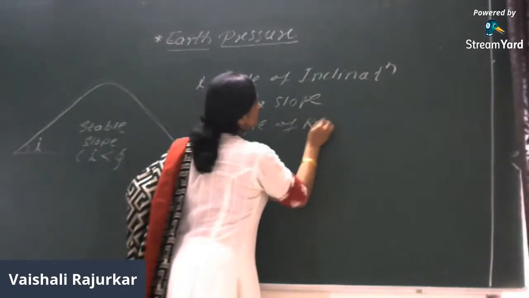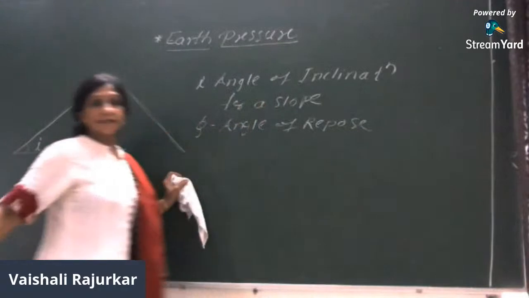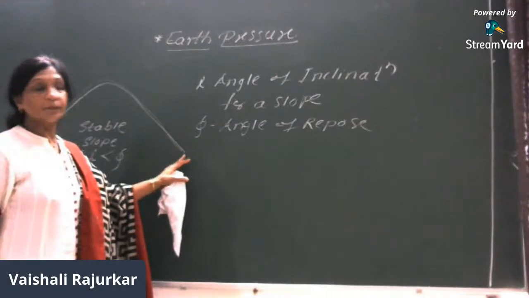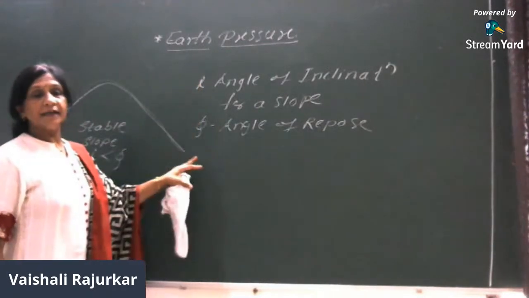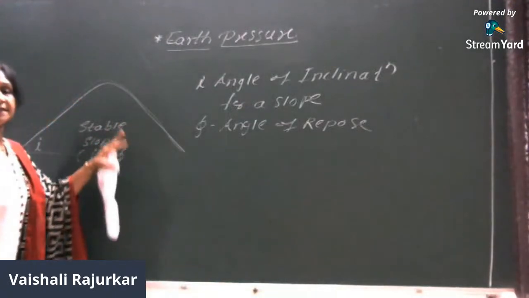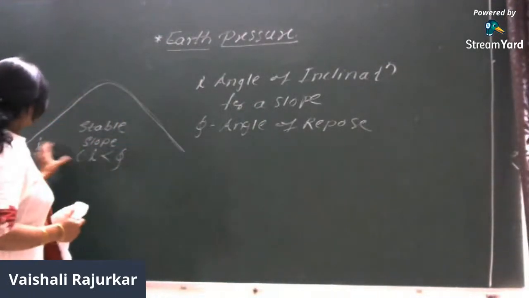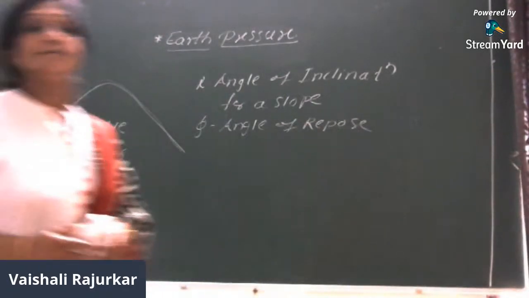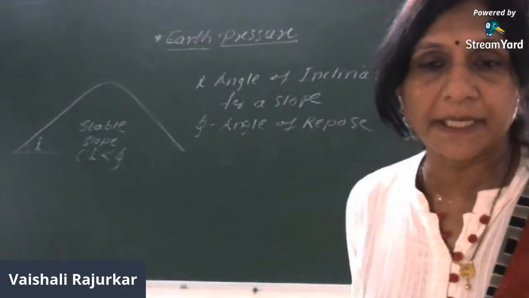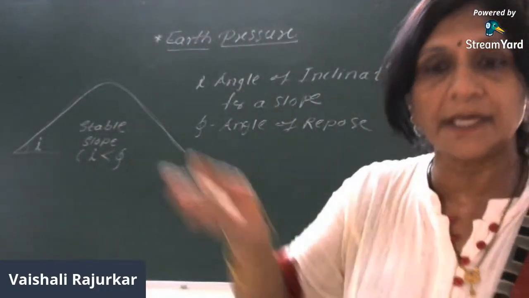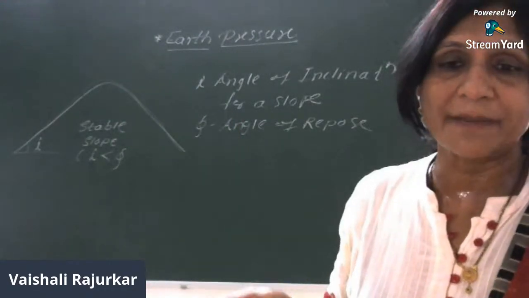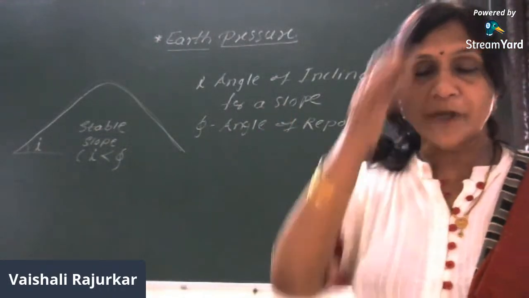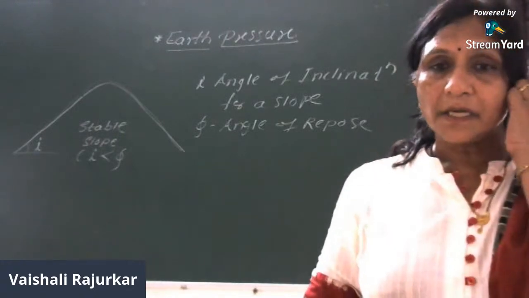Always remember that this angle of repose is an important criterion for the stability of a slope. When i is less than phi, the slope is in a stable condition. But when i increases beyond phi, the slope is unstable. The soil over a sloping ground is a very unstable soil mass which is always subject to failure, so i and phi are important parameters for the stability of the slope.